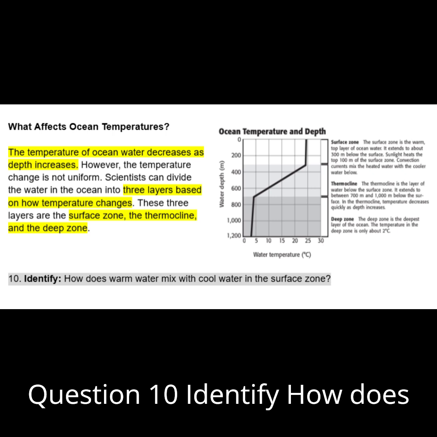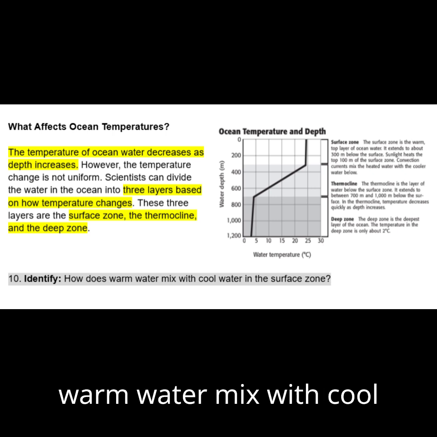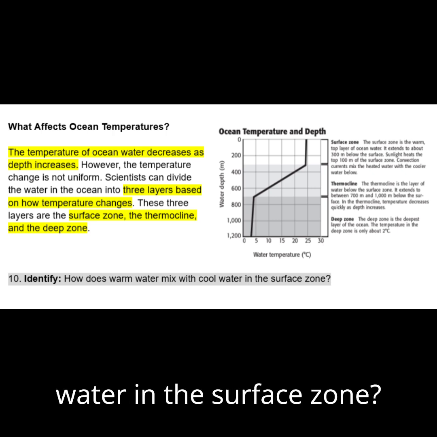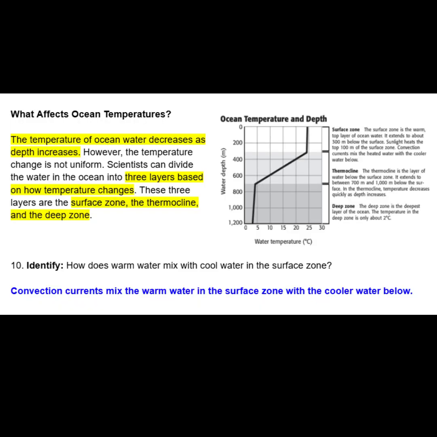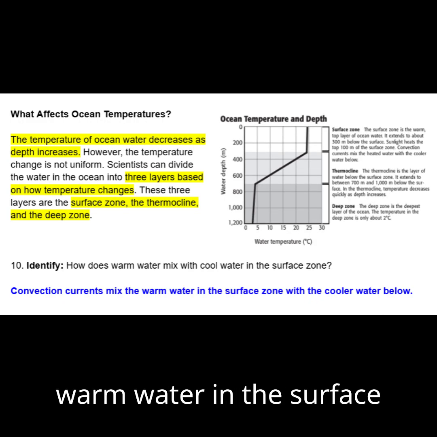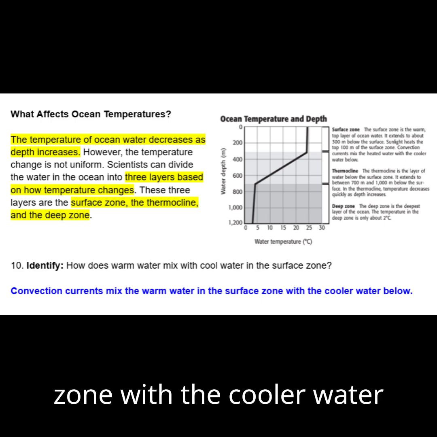Question 10. Identify. How does warm water mix with cool water in the surface zone? Convection currents mix the warm water in the surface zone with the cooler water below.